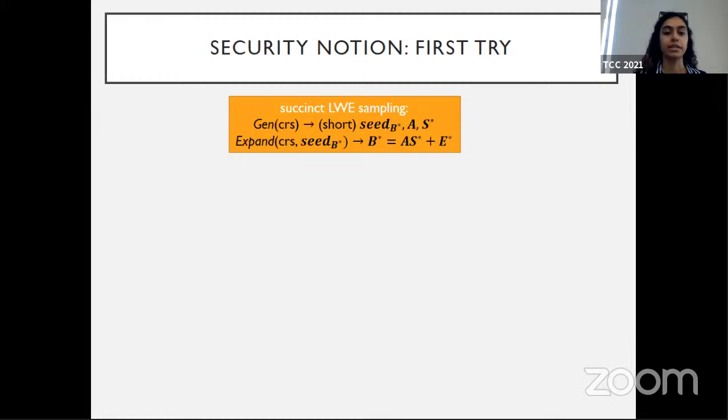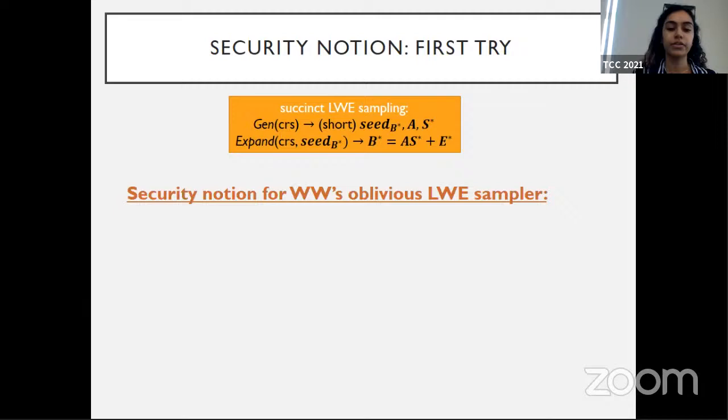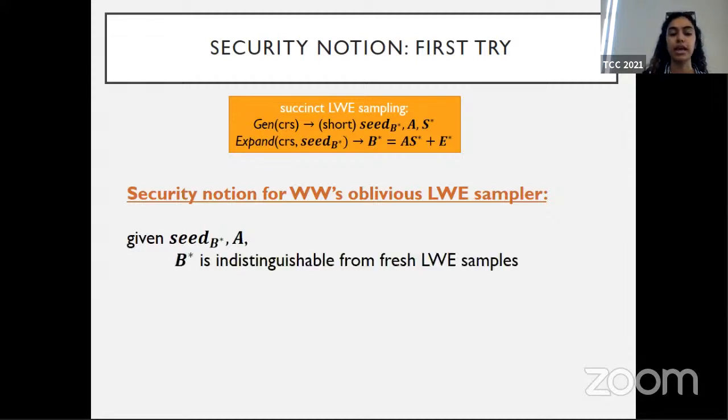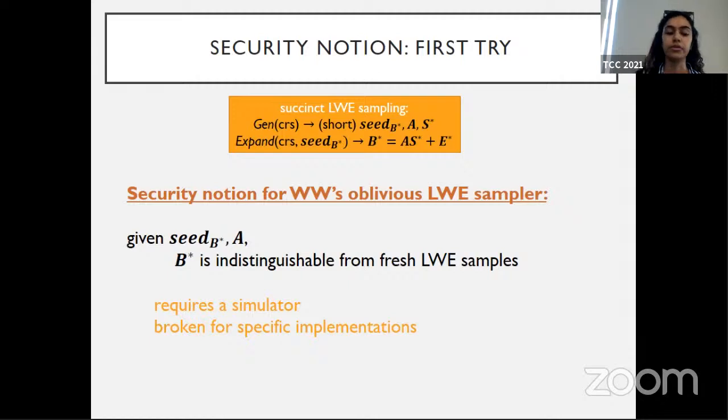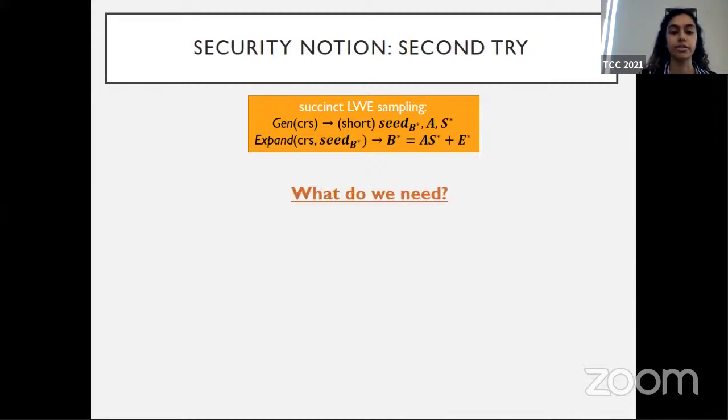Let's think about exactly what we need of the security notion. Starting from WW in their oblivious LWE sampler, they required that given the seed for B star and the matrix A, B star should look indistinguishable from fresh LWE samples, by which we mean where S star is truly random and E star is Gaussian, like you would want when sampling an LWE sample for A. However, this requires a simulator, and like I said before, it's broken for specific implementations of the homomorphic decryption circuit. And so that's why we're going to look at a different security notion.